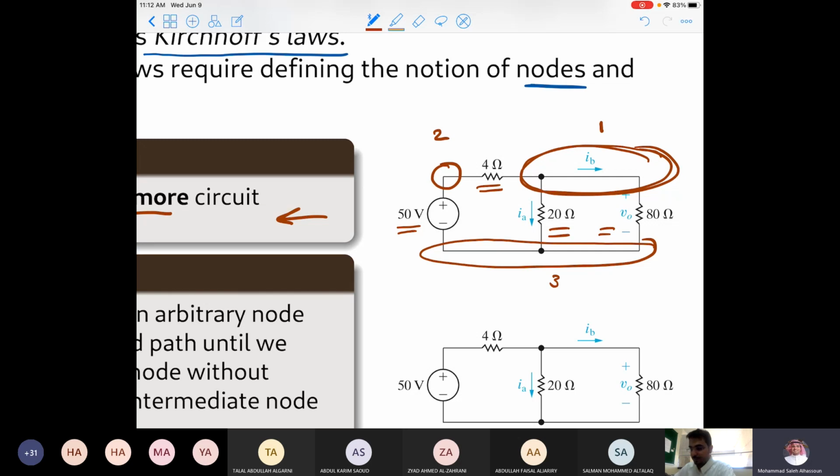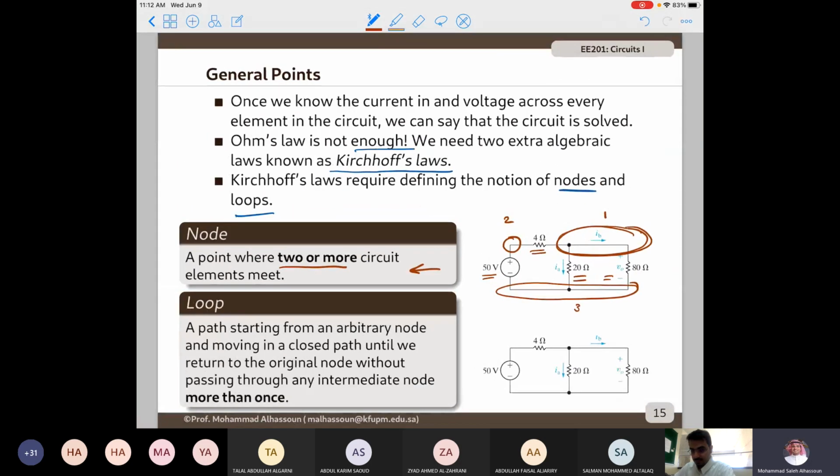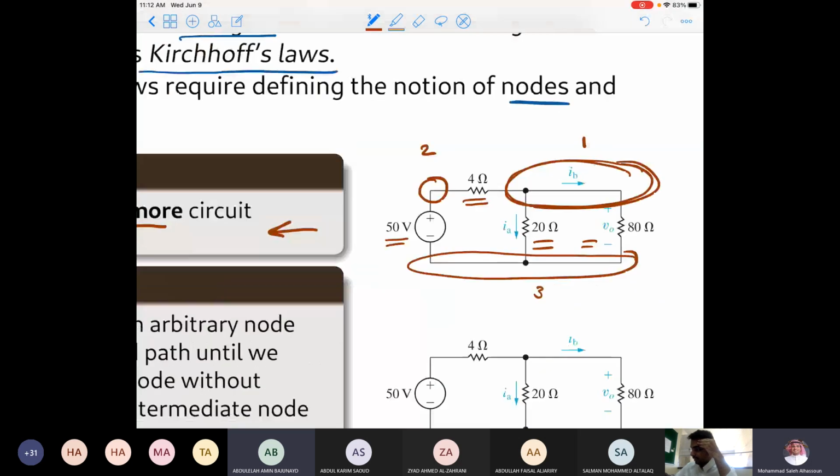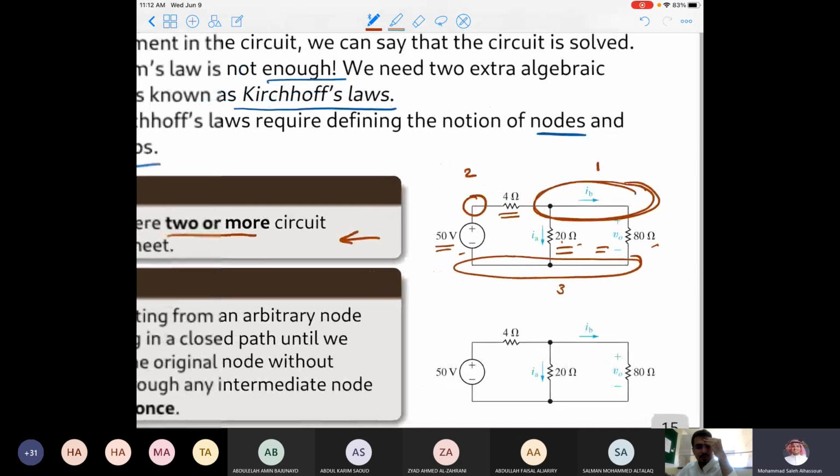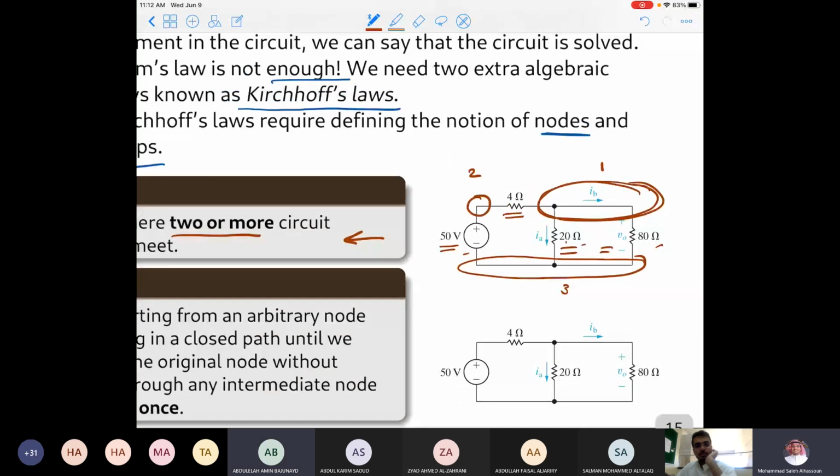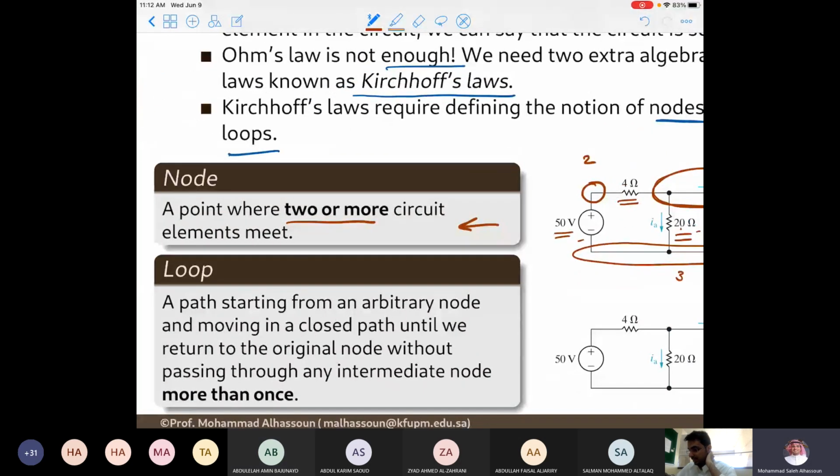Yes, Abdullah. Doctor, is it okay for more than 2 elements to meet in one node? Yes, and that's what we have here. We have 3 elements, 50, 20, 80, and here we have 3 elements, 4, 20 and 80, for node 1 and node 3. So remember, the definition of a node is a point where 2 or more circuit elements meet.